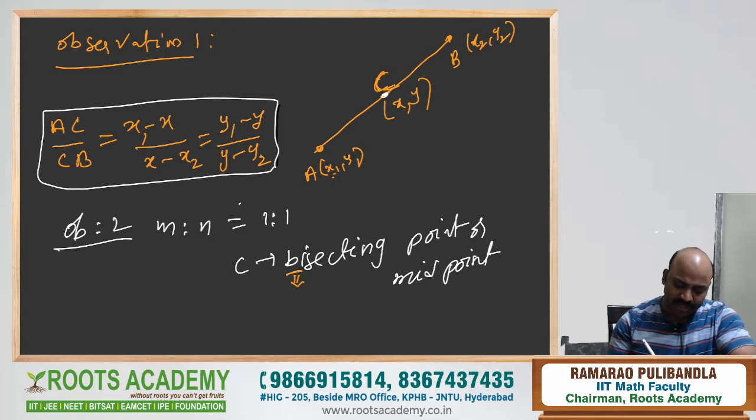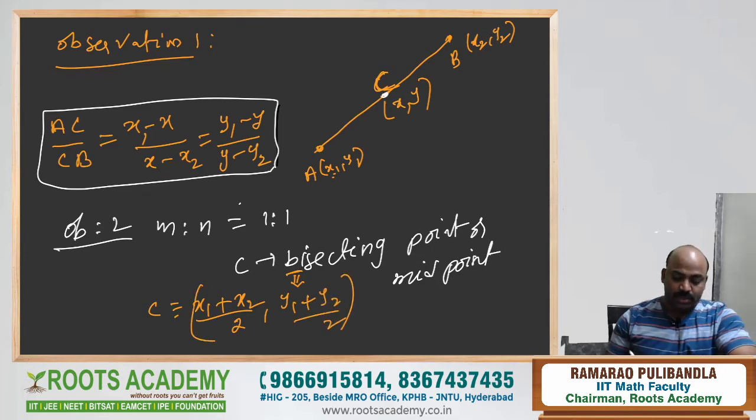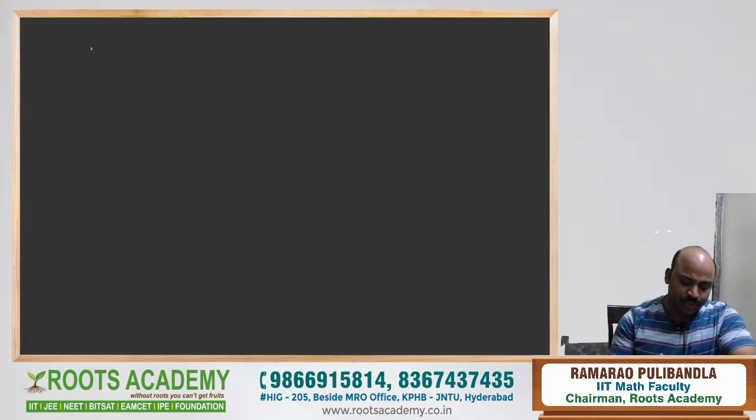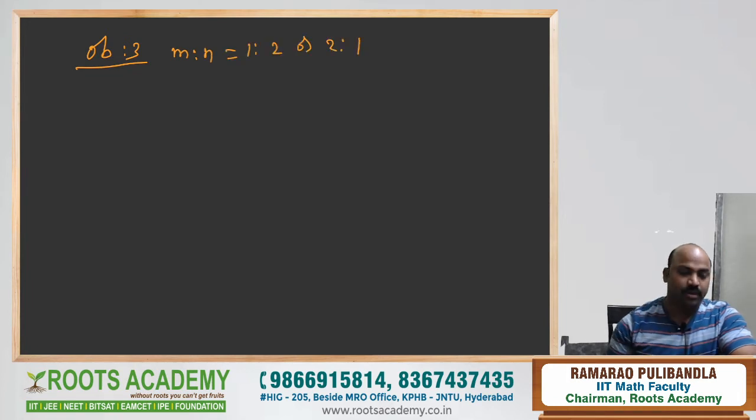So then what you will get, that midpoint C is nothing but the formula with m and n as 1 and 1 put there. Therefore I'll get the average of these two. Right? So observation 3, or the next case 3 you have to learn, is if m is to n, students, is 1 is to 2 or 2 is to 1, means I'm taking something like this.